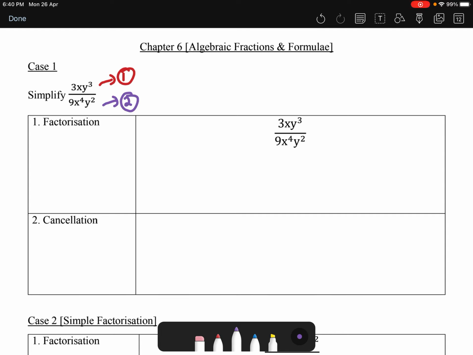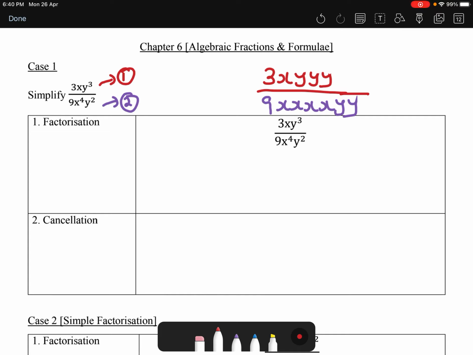If I write down the full expression for the first term, it looks like this. 3x, y cubed is just y times y times y, right? So 3x, y, y, y. For the bottom term, I write down 9x, x, and y. So if you take a look, how do I simplify this into a simpler form? You simply cancel out the common thing.